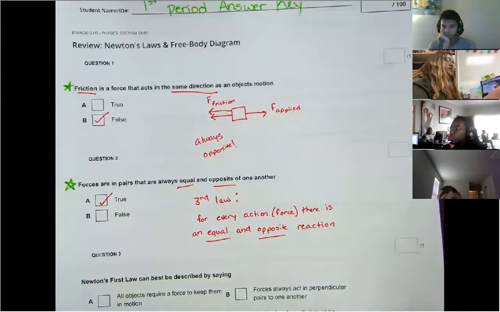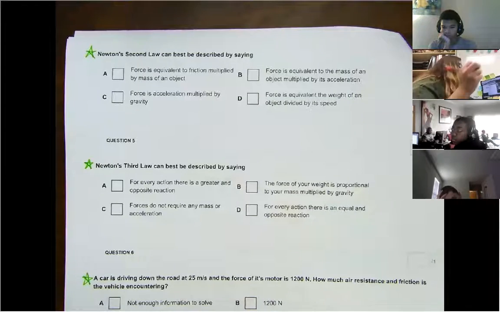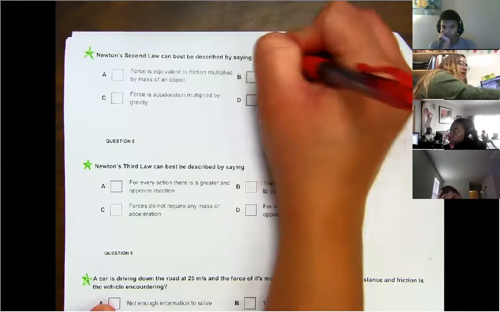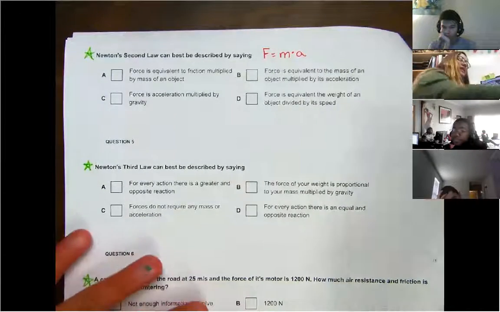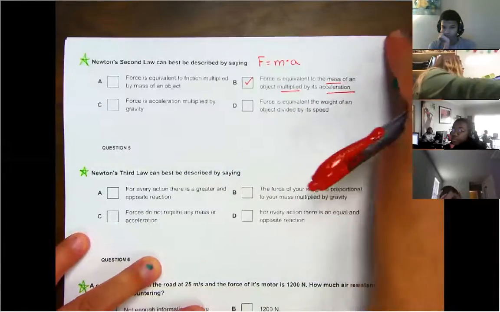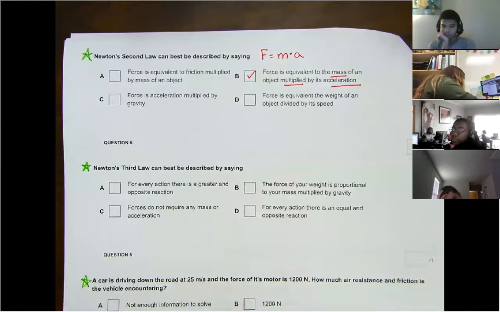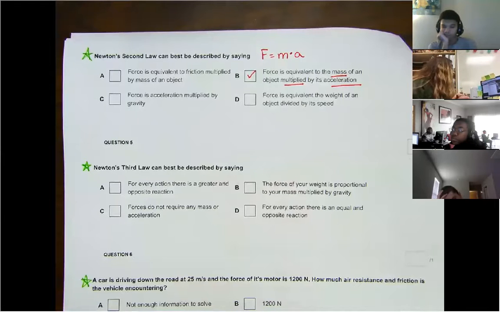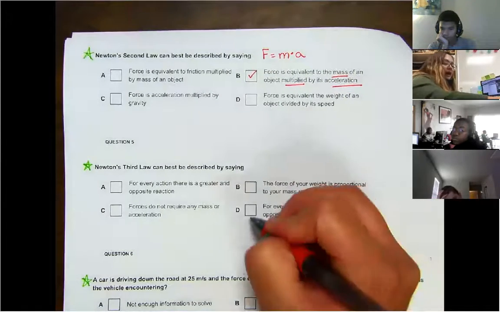All right, the next one that was most missed was asking about Newton's second law. So Newton's second law is just force equals mass times acceleration. So the only one that looks like it's saying mass multiplied by acceleration is B. The next one's Newton's third law. Again, that's saying that for every action, there's an equal and opposite reaction.